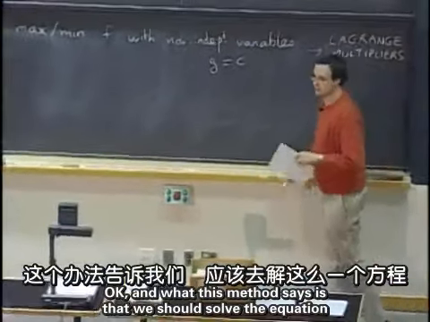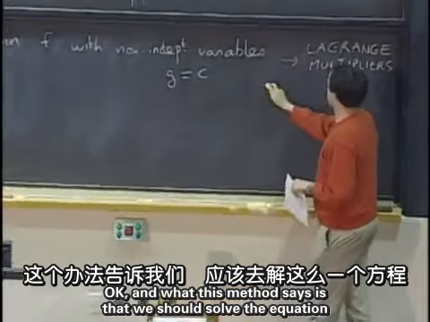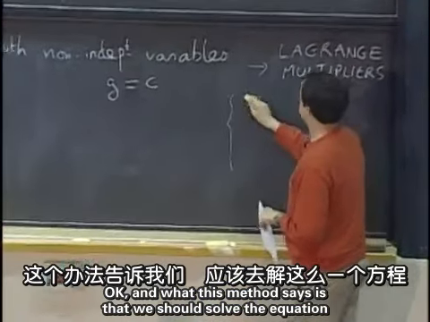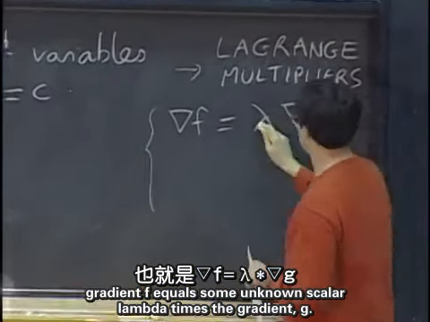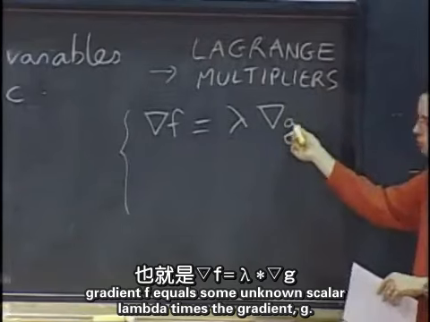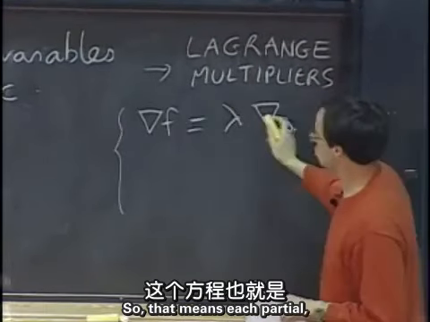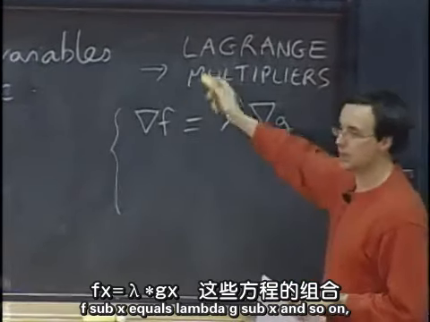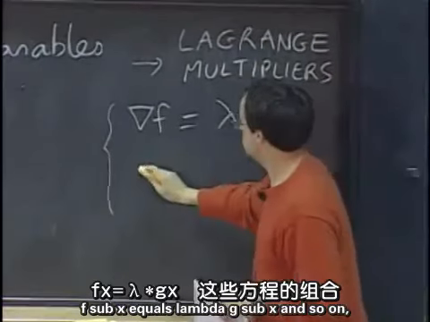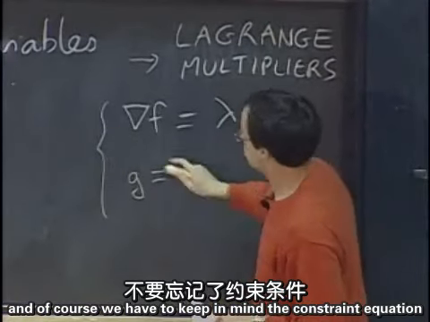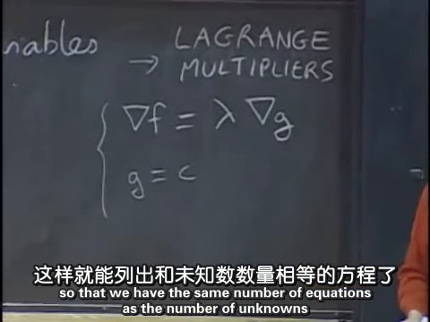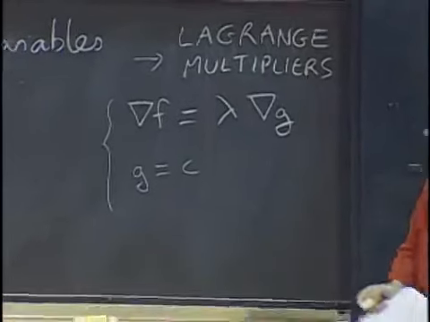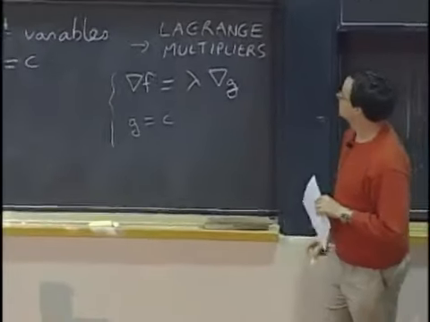Okay, and what this method says is that we should solve the equation gradient f equals some unknown scalar lambda times the gradient g. So that means each partial, f sub x equals lambda g sub x and so on. And of course, we have to keep in mind the constraint equation so that we have the same number of equations as the number of unknowns, because you have a new unknown here.